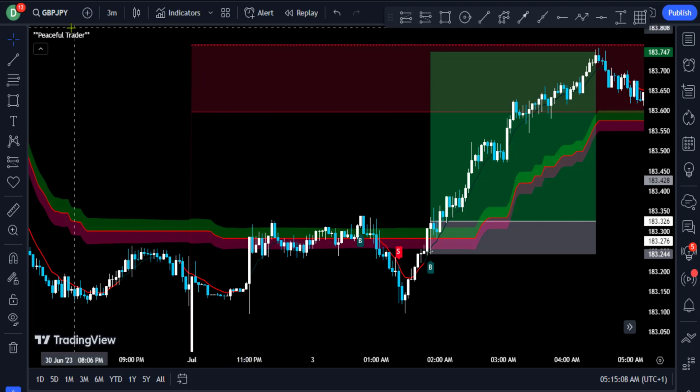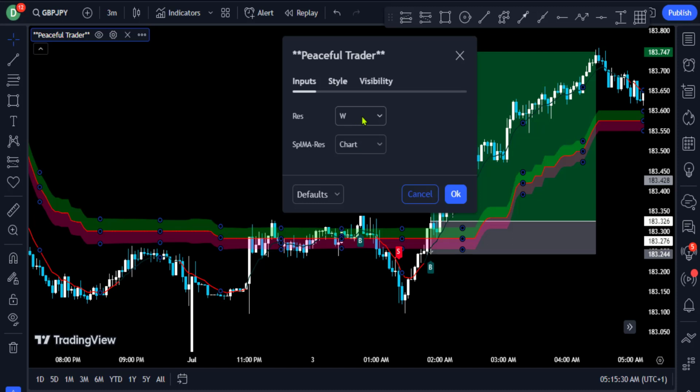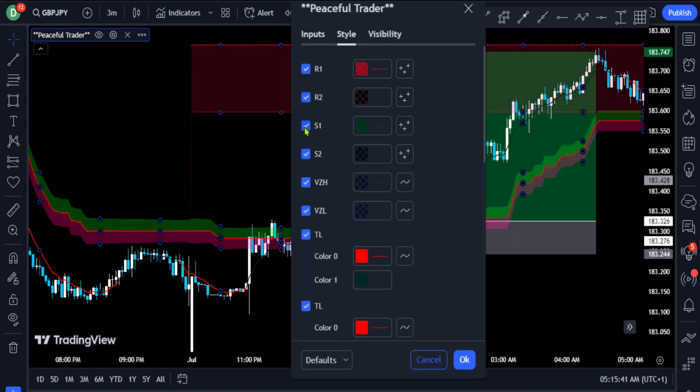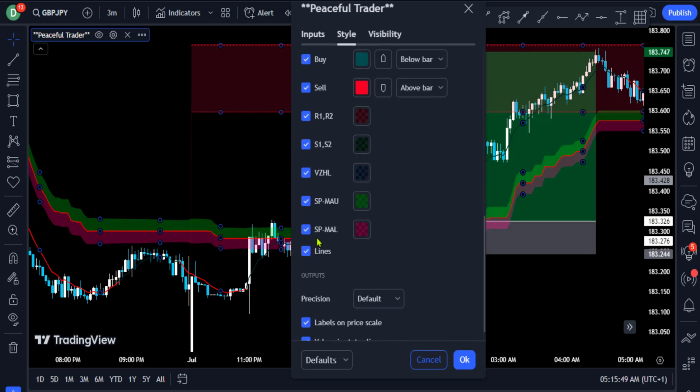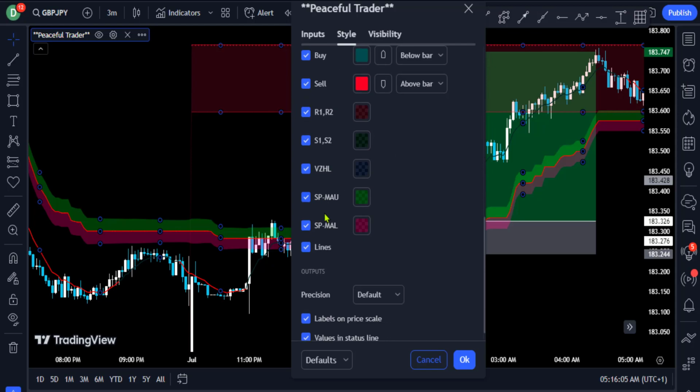Now, when you go to the setting of the indicator, here on the input section, the resolution is set to the daily time frame for the day trader by default. But if you are a swing trader, you can change it to the weekly time frame, according to your strategy, which is also pretty cool. Then on the style section, you can uncheck anything you don't want to use to get the perfect signal from the indicator. But here, I'm going to leave it to their default setting, and then you will click OK.